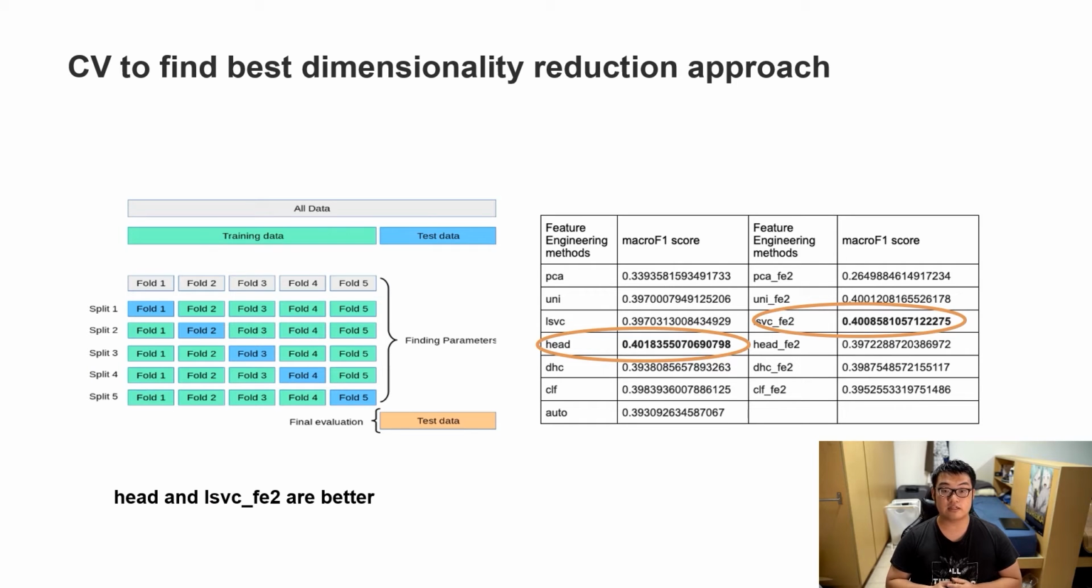And then we use LightGBM and cross-validation, CV for short, to find the best dimensionality reduction approach. LightGBM is a lightweight yet decent model, which makes it suitable for comparison experiments. We use 5 folds to train and evaluate. After evaluation, we found that head only and LSVC FE2 work the best. So we only experimented on these 2 reduced sets of features in the next experiments.